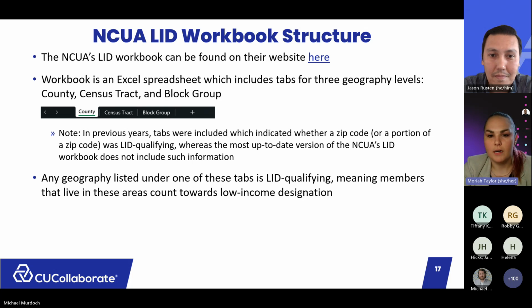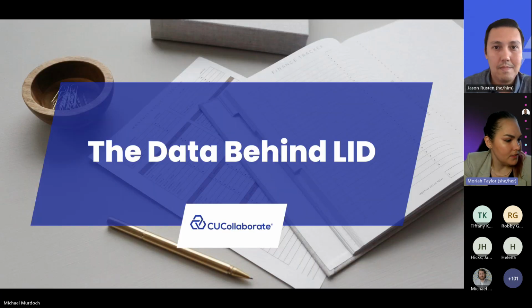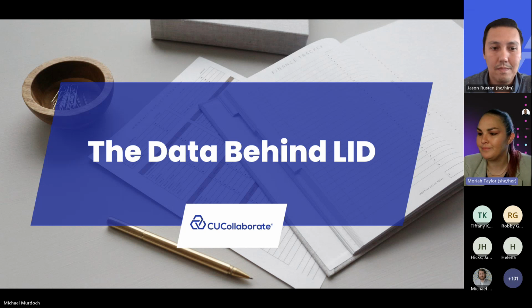In this workbook, there will just be a list of those FIPS codes that I had mentioned, and any geography that is listed is LID qualifying, which means that any member living in those areas counts towards low-income designation. I'm going to pass it back to Jason briefly to go over the data behind low-income designation, which I think will answer a couple of questions I've seen pop up in the chat. So go ahead, Jason. Thank you, Mariah.